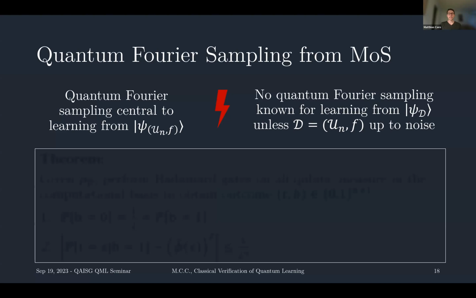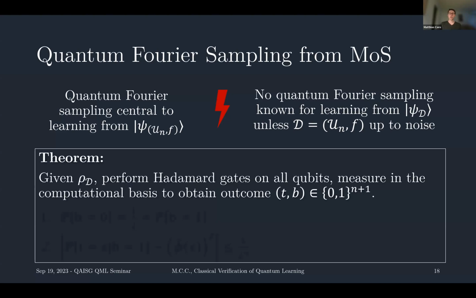What we show is that if you're given a copy of the state, you perform Hadamard gates everywhere, and then you measure in the computational basis, then you get an n+1 bit string out. And it has the following properties. The last bit is going to be 0 or 1, both with probability a half. And now the interesting thing happens if you observe a 1 there.